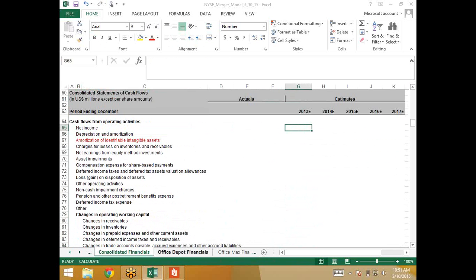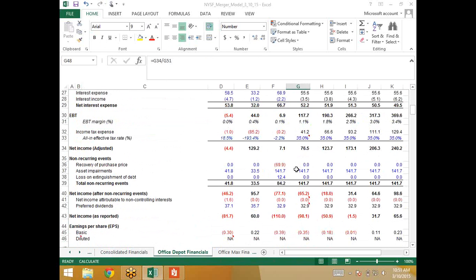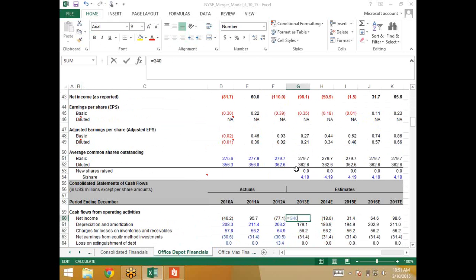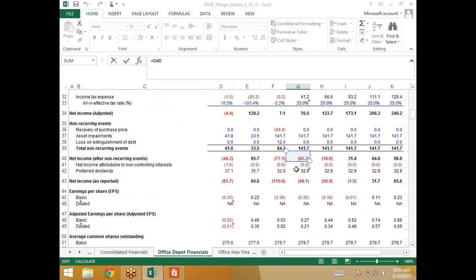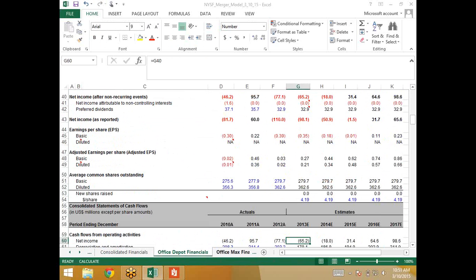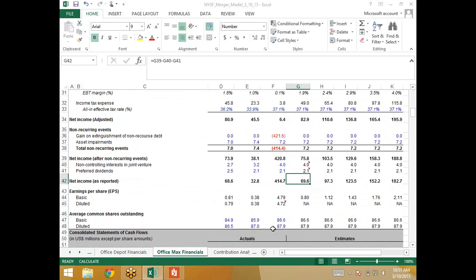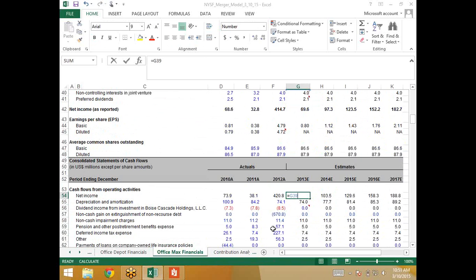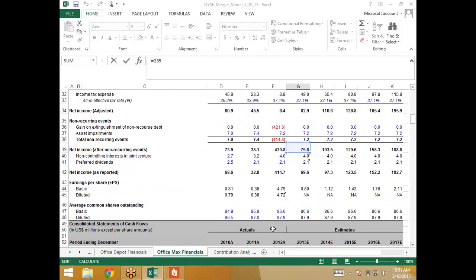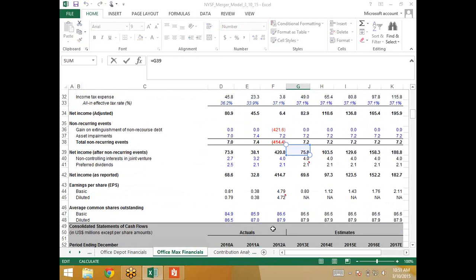So the Office Depot model takes net income from after non-occurring events, before distributions. That makes sense to me. Let's see what Office Max is doing. Hopefully it's not doing something different. If it is, then we really have to think about it. They're doing net income, same thing. After non-occurring events, but before distributions.